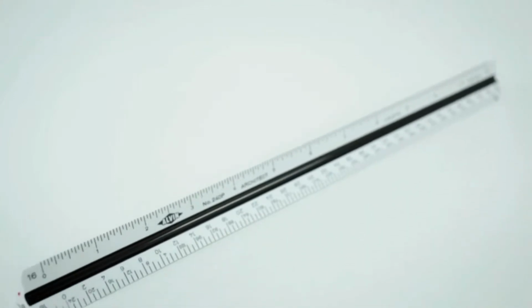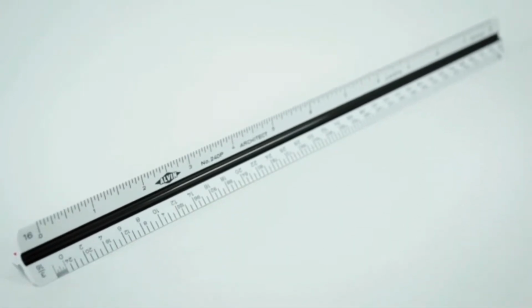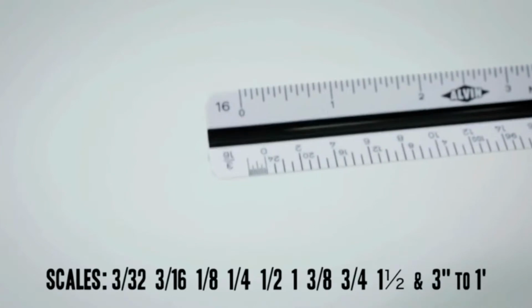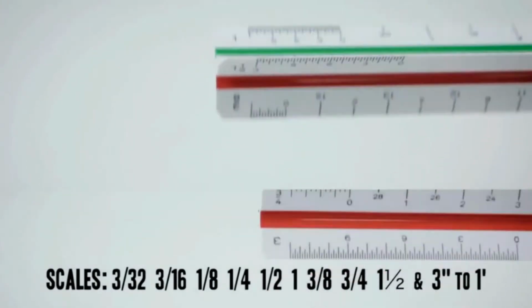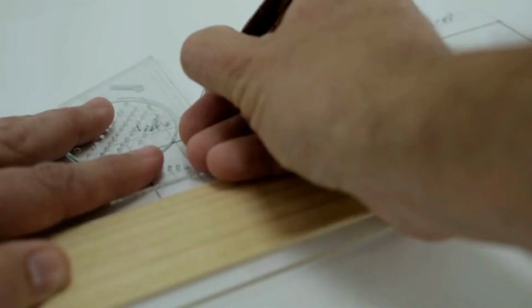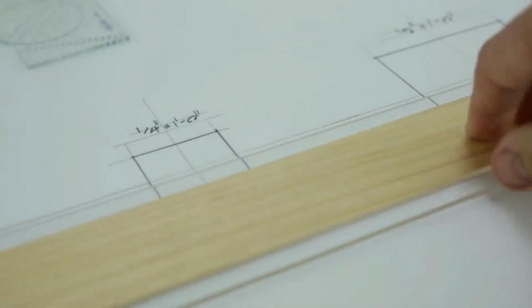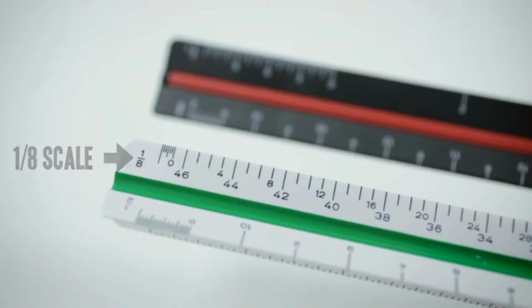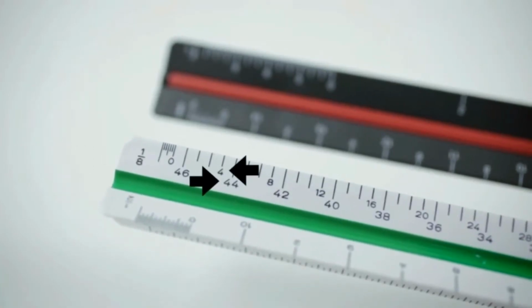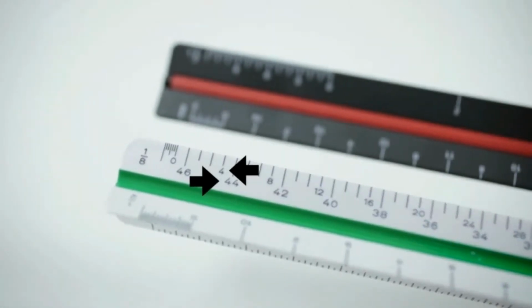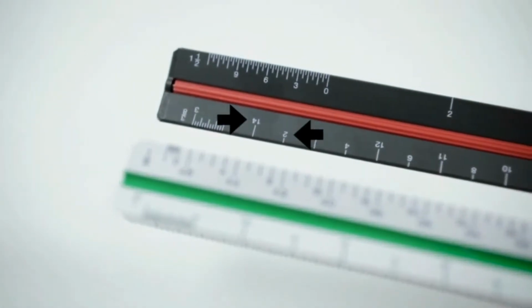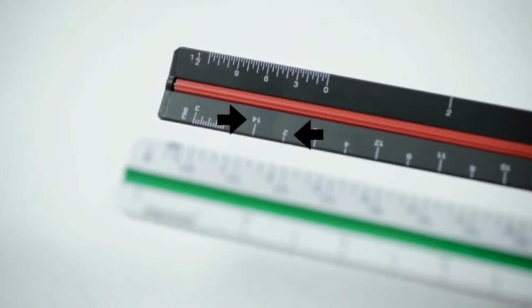This is an architect's scale. This one is 12 inches long. Each 12-inch scale has 6 sides. That's 12 different scales. A scale essentially converts different lengths into feet. First, you'll notice 2 sets of alternating graduations on each side. That's because there are 2 different scales per side.